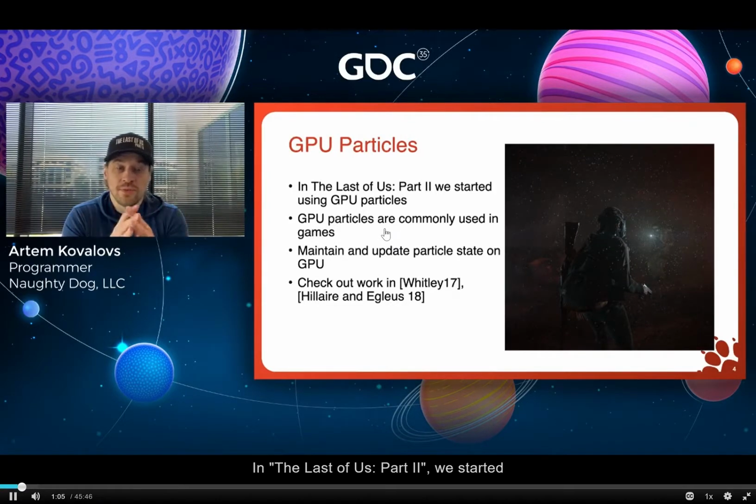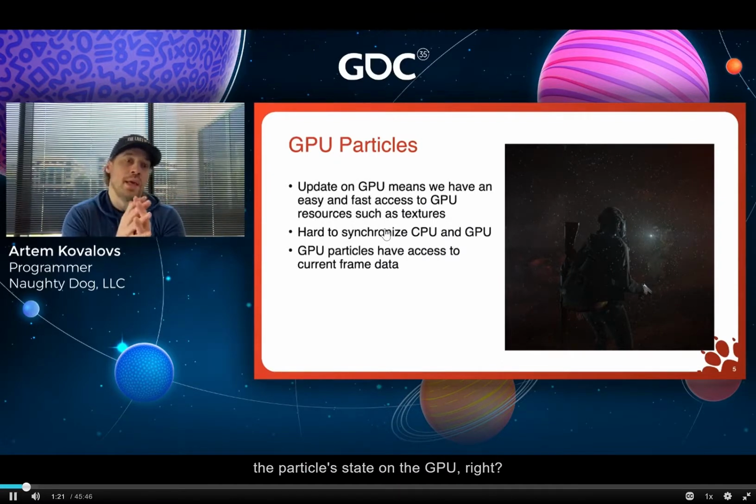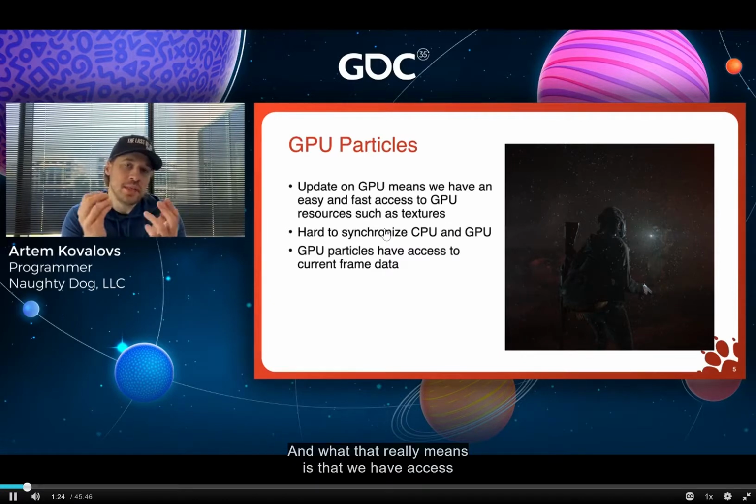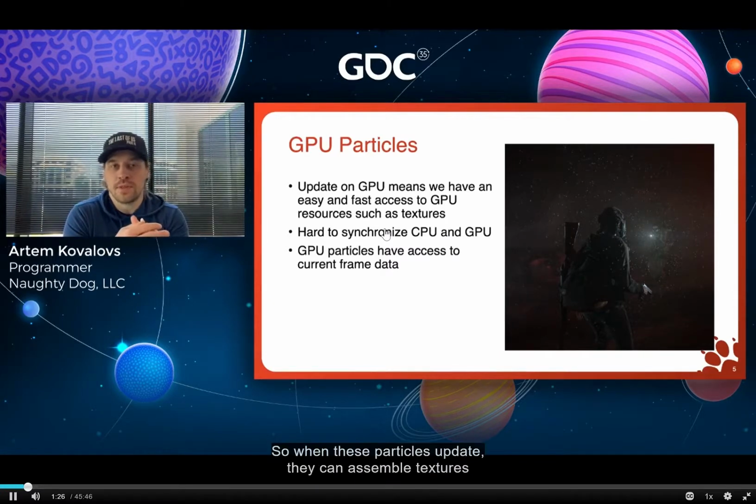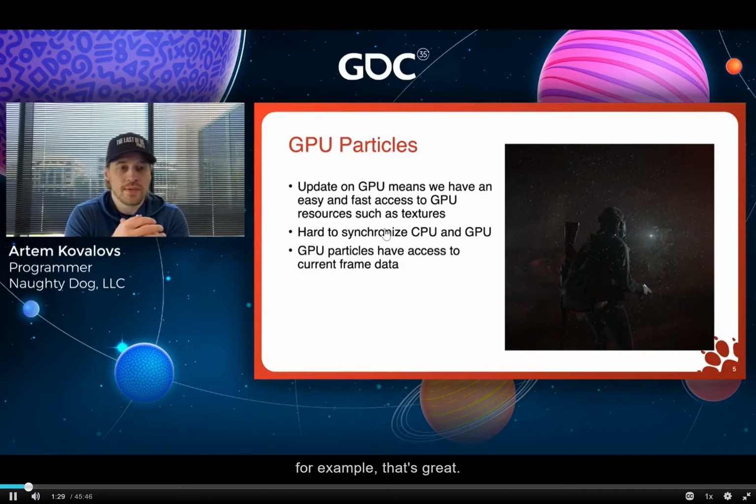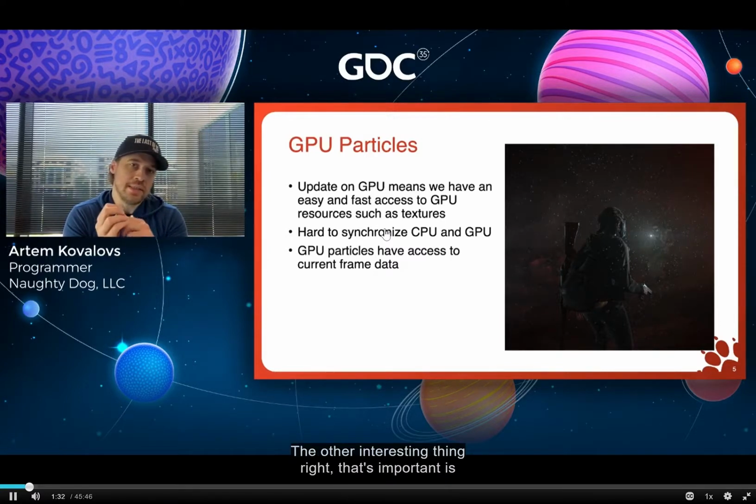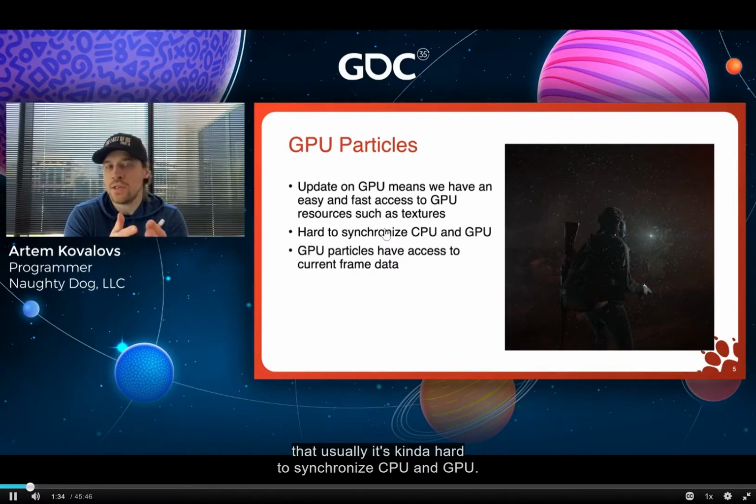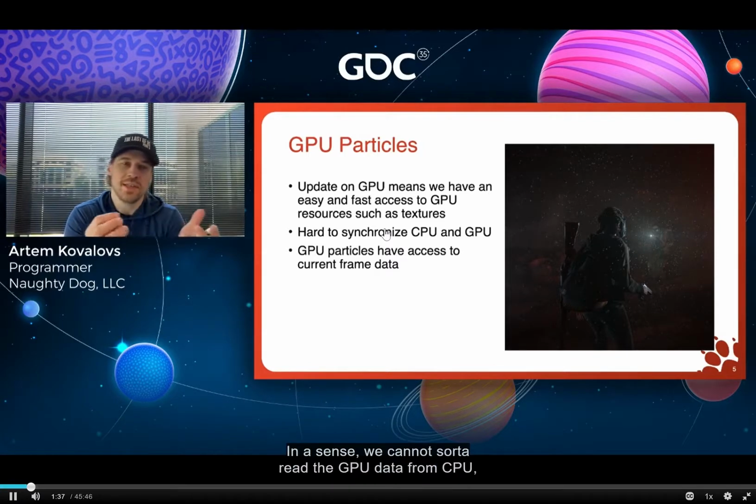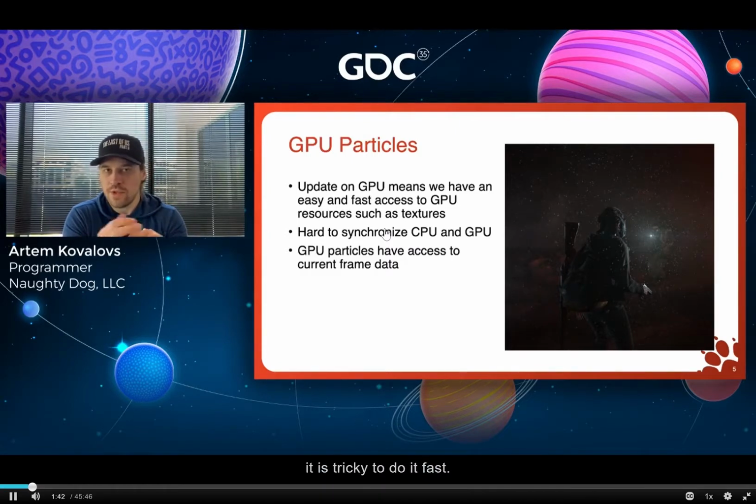In Last of Us Part 2, we started using GPU particles, and they are commonly used in games. You can check out the work by Whitley and Hilaire Iglios on this. The idea is that we maintain and update the particle state on the GPU. And what that really means is that we have access to GPU data. So with this particles update, they can sample textures, for example. That's great. The other important thing is that usually it's hard to synchronize CPU and GPU. Reading the GPU data from the CPU is tricky to do fast.